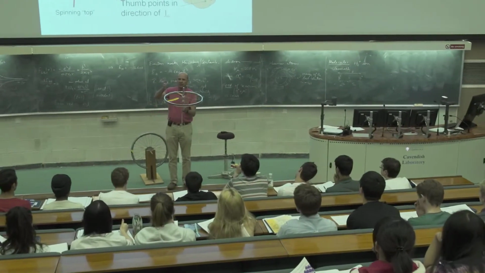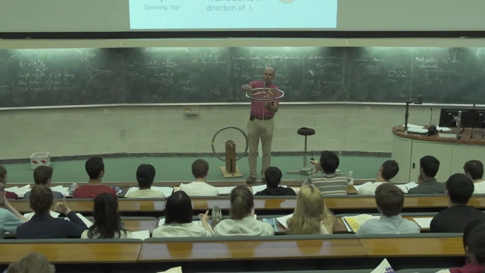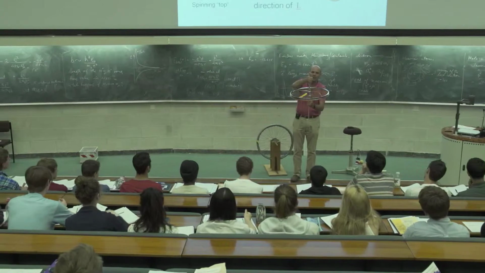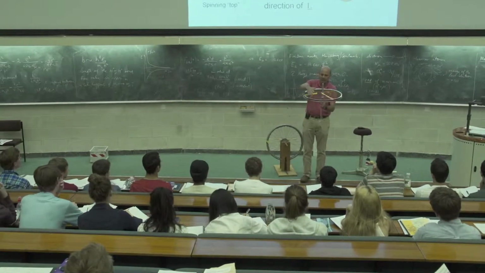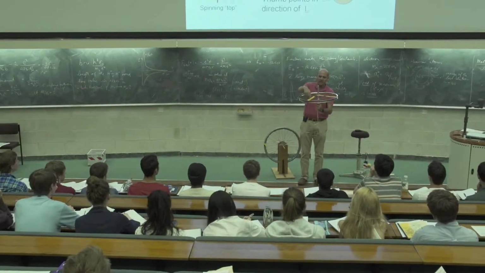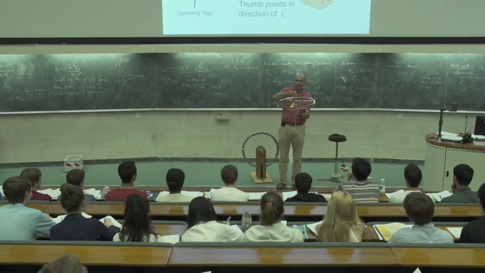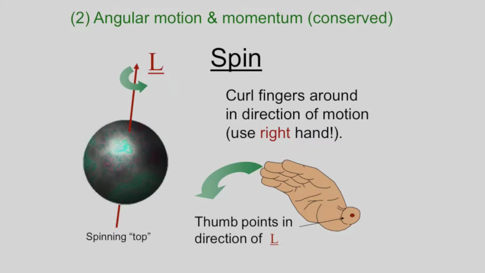Up. Everybody's mentally at least done this. Fingers in the direction of the motion, curling around, then one's right thumb points up. So that is the direction of the angular momentum. If you think about it, a vector this way is the only unique thing about something taking place in a plane. And so that's a very natural definition that we have for the angular momentum.